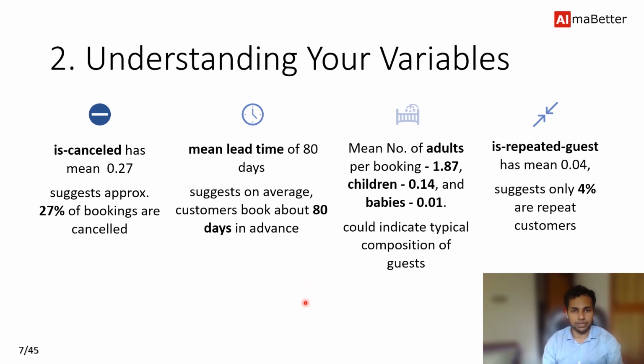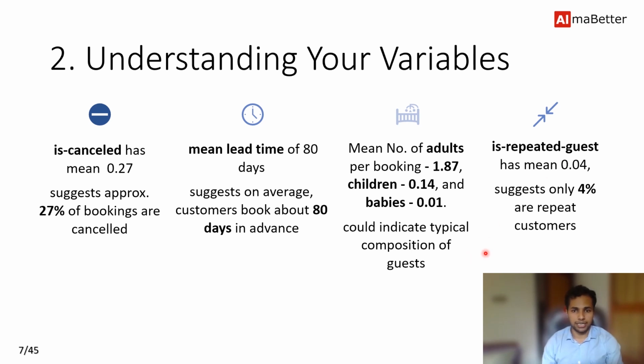Next up, we have the mean lead time. The mean lead time of 80 days suggests that, on average, customers book their stay about 80 days in advance. This could be important information for the hotel when planning for future bookings. We also have the mean number of adults as 1.87, children as 0.14, and babies as 0.01. This could indicate the typical composition of guests staying in the hotel.